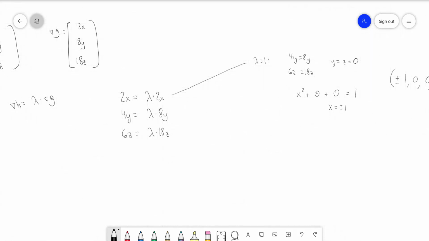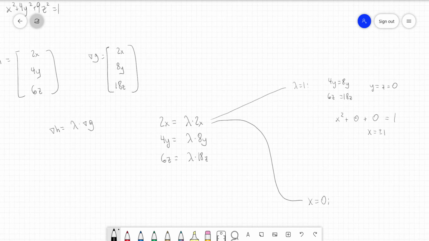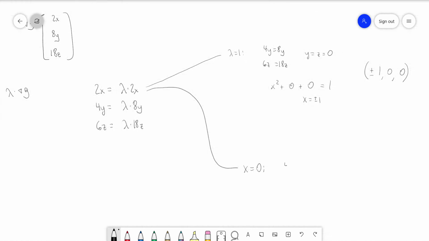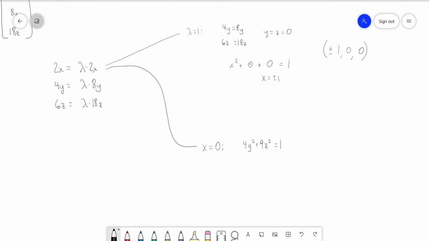Now if lambda is not equal to 1, then the other possibility would be that x would be equal to 0. So if x is equal to 0, then plugging that into our constraint equation will leave us with this. And then we're still left with our two equations over here as well that we haven't done anything with yet.